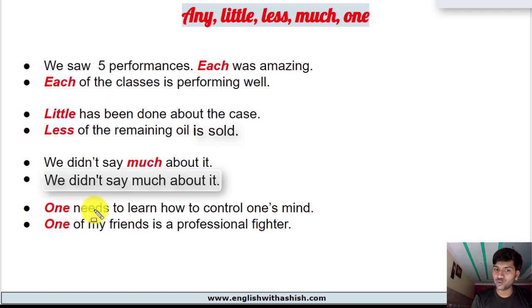One. One needs to learn how to control one's mind. One means an average person, a common person. One needs to learn how to control one's mind.